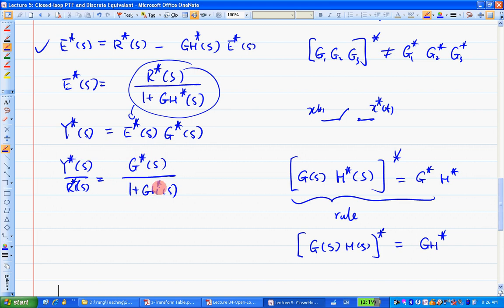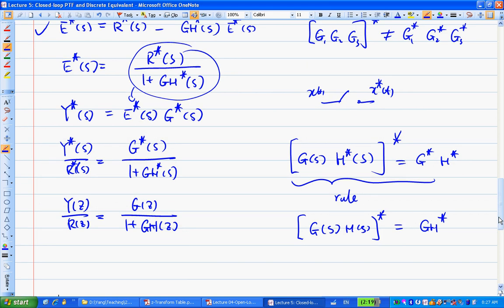There's no mixture here. So substitute s, or just simply change the s to z. So we end up with y of z over r of z equal to g of z over 1 plus gh of z. So that's the pulse transfer function of the closed loop system here.